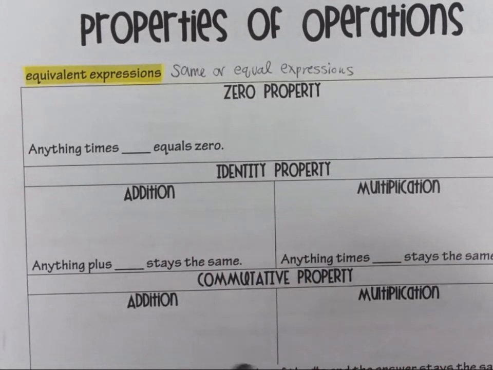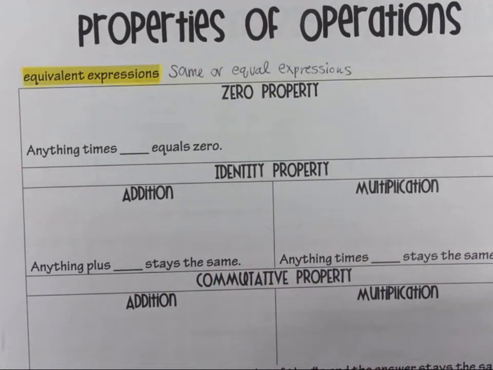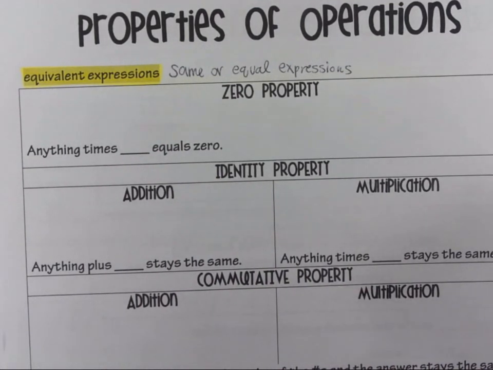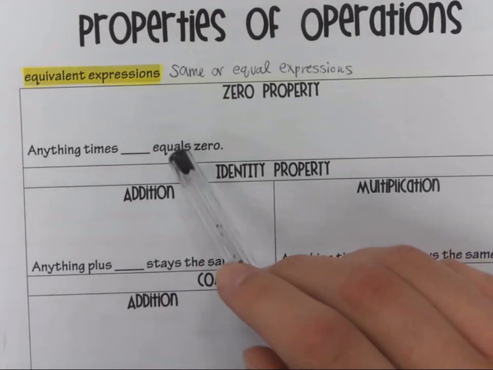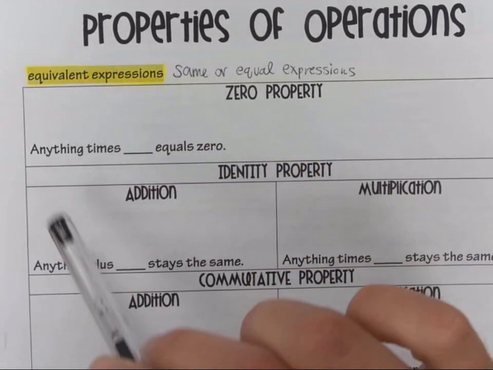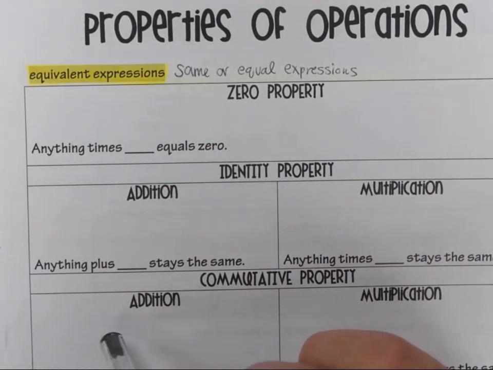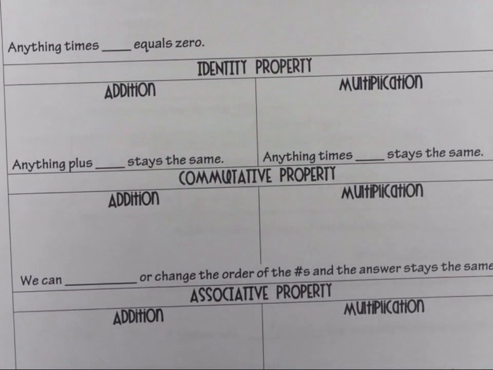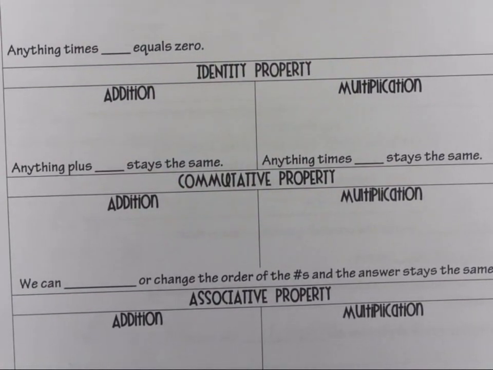So a long time ago a bunch of mathematicians got together and they experimented with things to see what worked and what didn't and what was true all the time. So things that were true all the time they labeled as properties or as rules. And in this lesson we're going to learn just a few of those rules that apply to addition and multiplication.